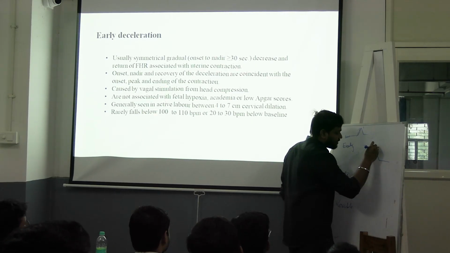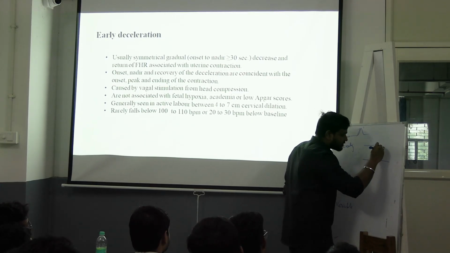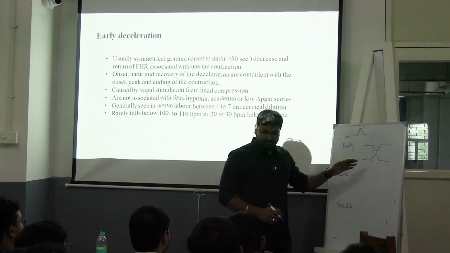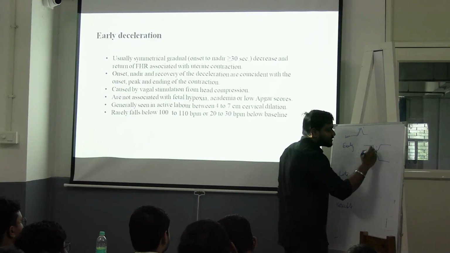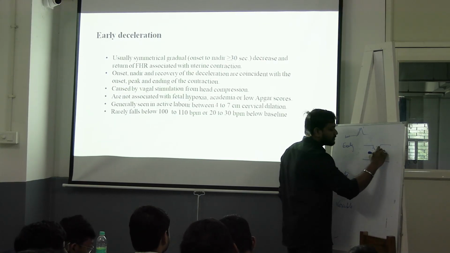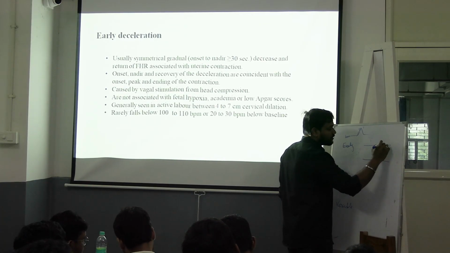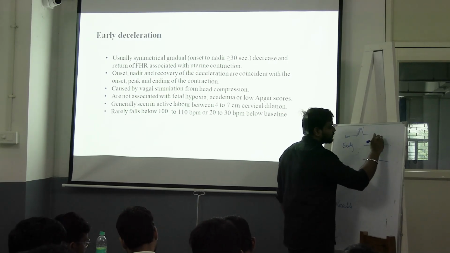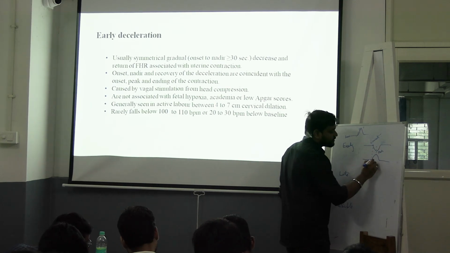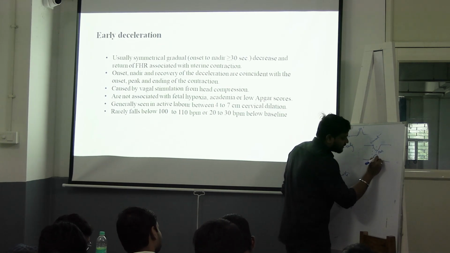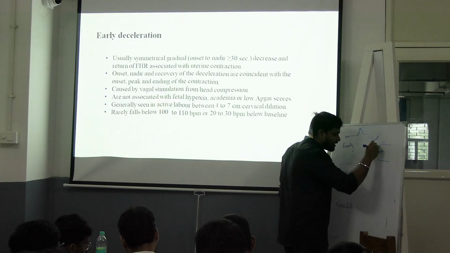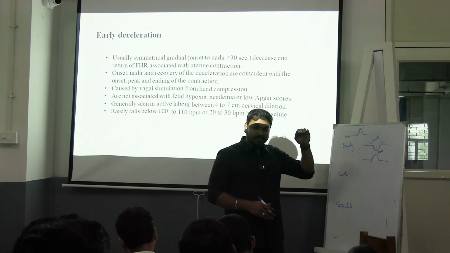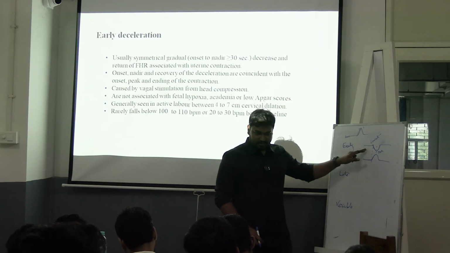See, when deceleration occurs as a mirror image to the contraction, we call it early deceleration. See, it is a mirror image. This is the peak, and this is the onset. See, this and this are same. When the uterus is contracting, there is a dip in fetal heart rate. You understand like that? Yes, when there is uterine contraction, fetal heart rate is decreasing. It is a mirror image.